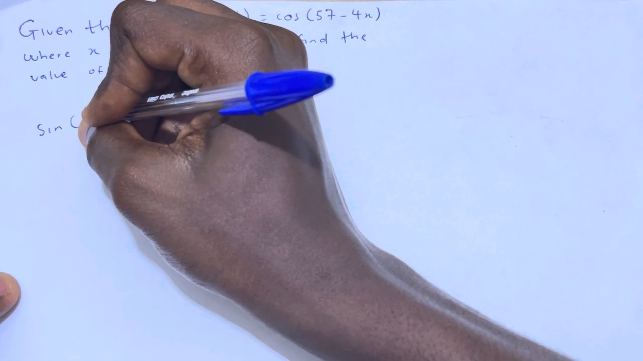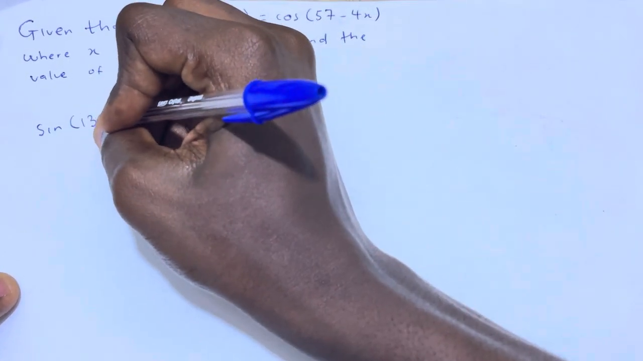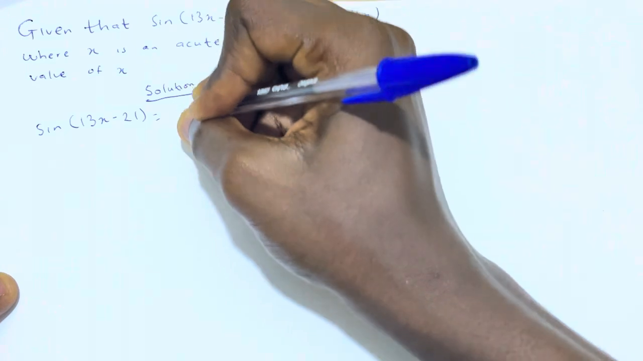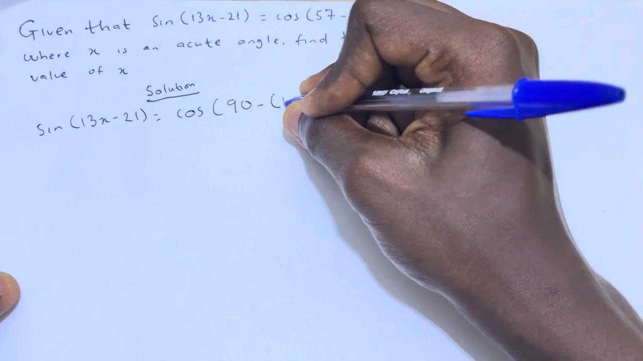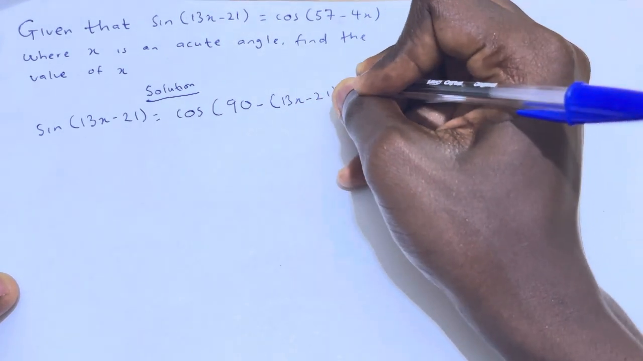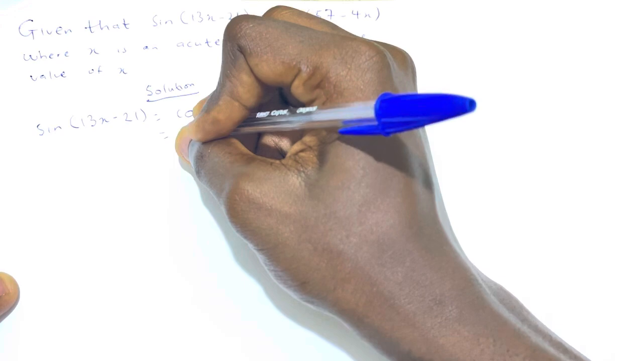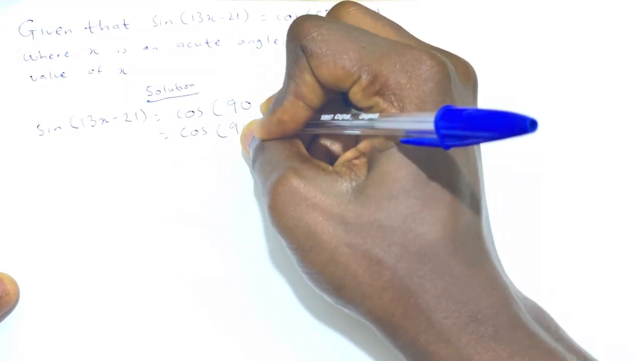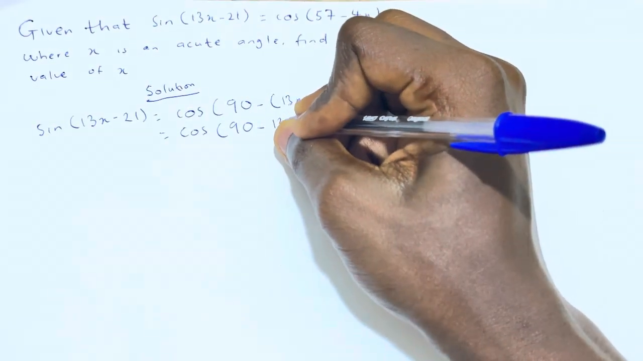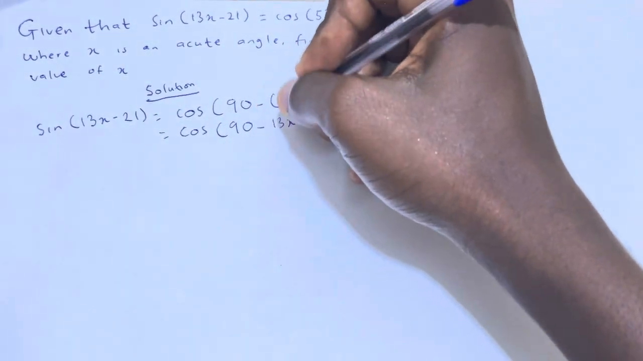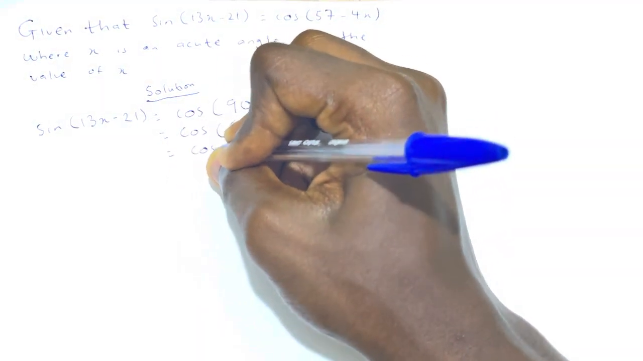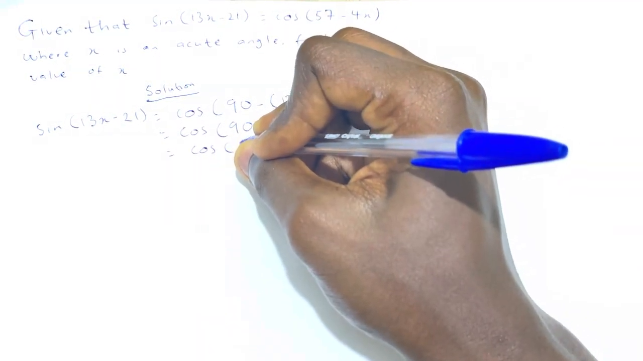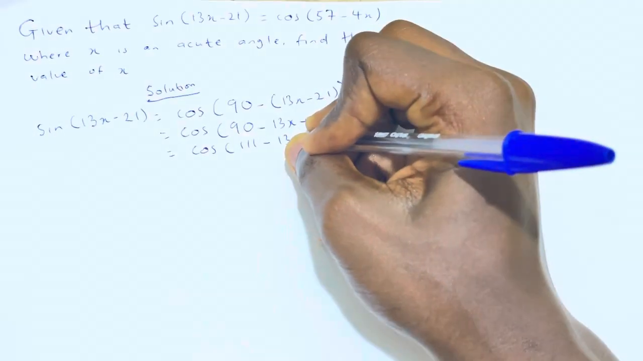So sine of 13x minus 21 equals cos of 90 minus all of this, the 13x minus 21. So we have cos of 90 minus, with negative 1 multiplying the bracket, so we have this to be plus 21. So we have this to be cos of 111 minus 13x.